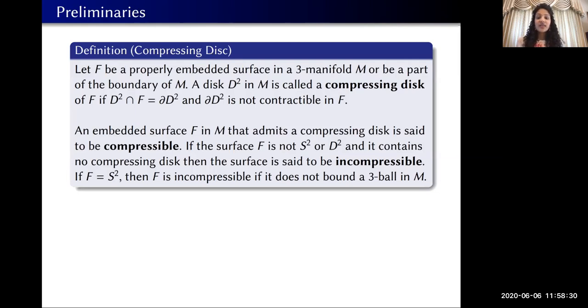If the surface is not the two-sphere or the disk and it contains no compressing disk, then the surface is said to be incompressible. If the surface is the two-sphere, then F is said to be incompressible if it does not bound a 3-ball in M. Okay.